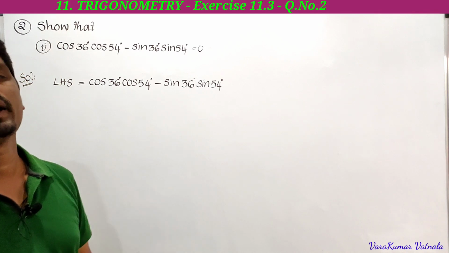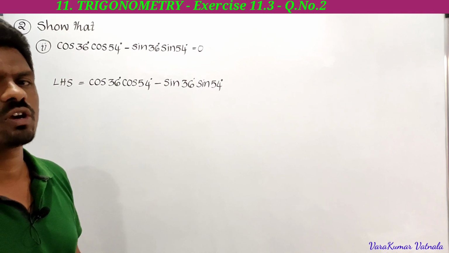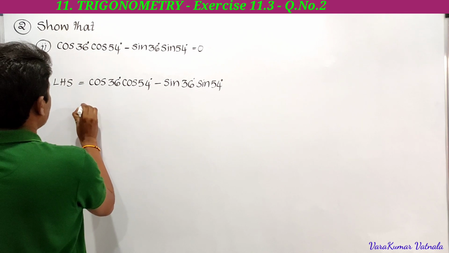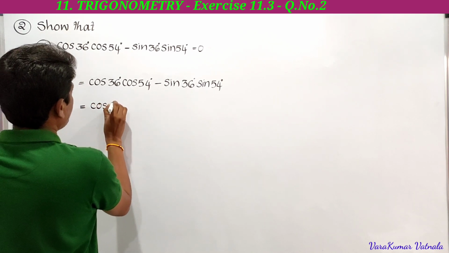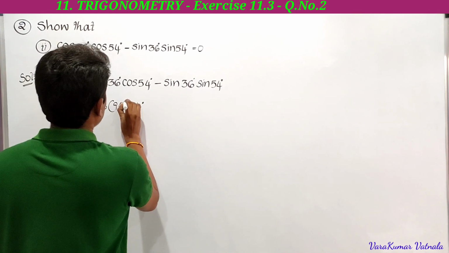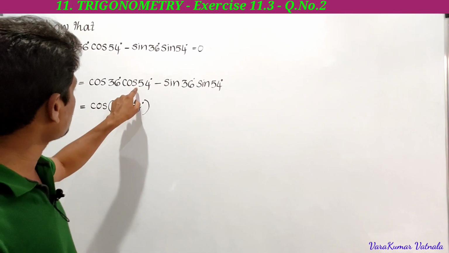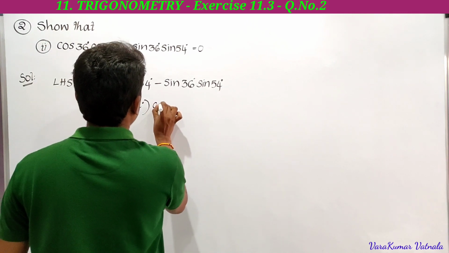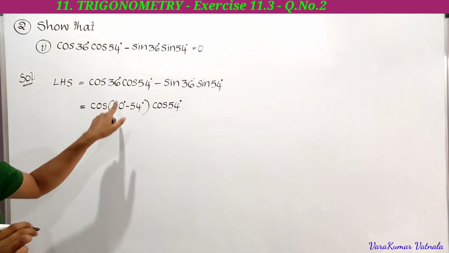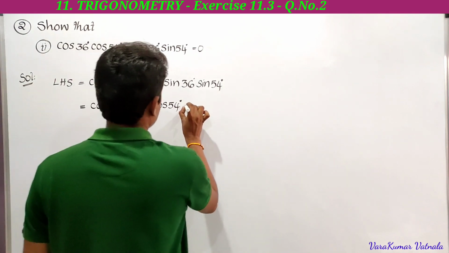Now we have to apply trigonometric ratios of complementary angles here. So cos 36 I am writing as cos 90 minus 54. 36 can be written as 90 minus 54. So again, if you subtract 54 from 90, you can get 36. So next, write cos 54 as usual. What he has given, just we have to write as usual, cos 54. So I have written 36 as 90 minus 54, and write the second one as usual.